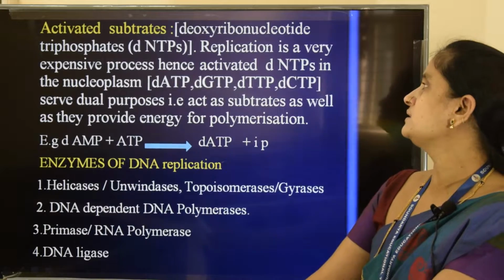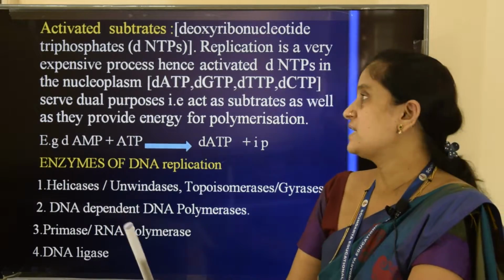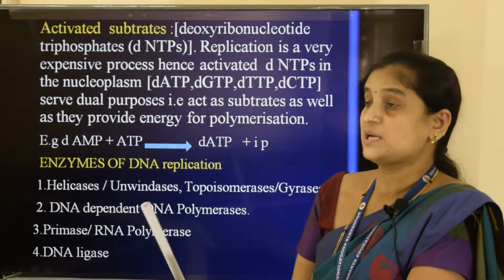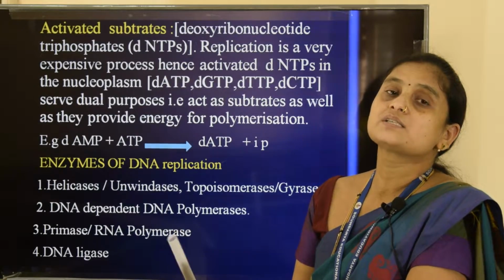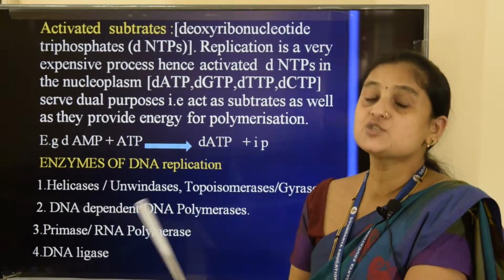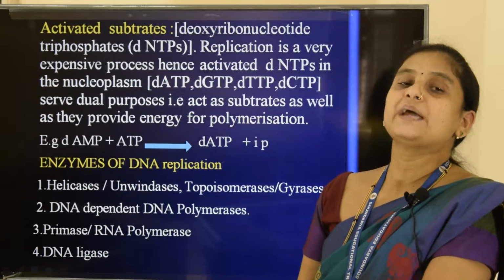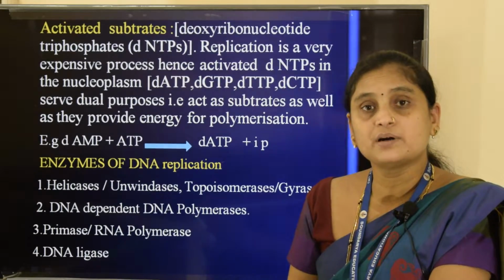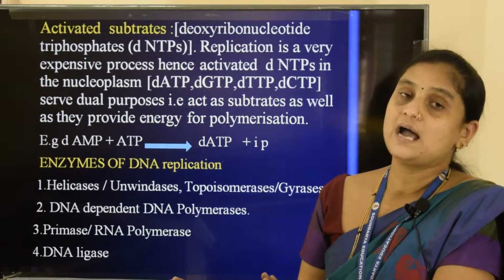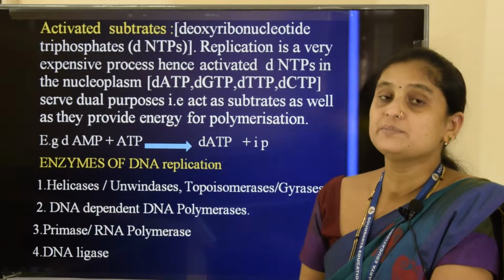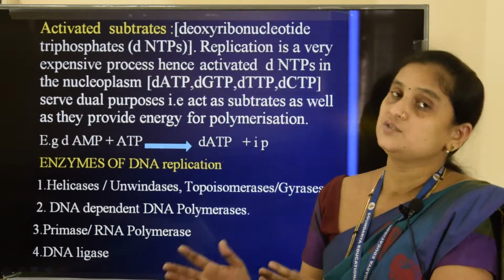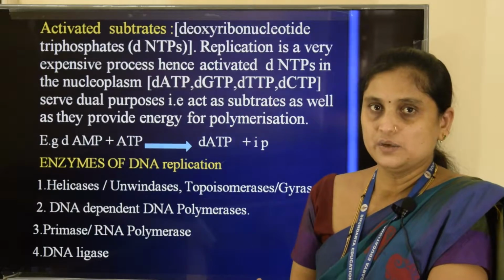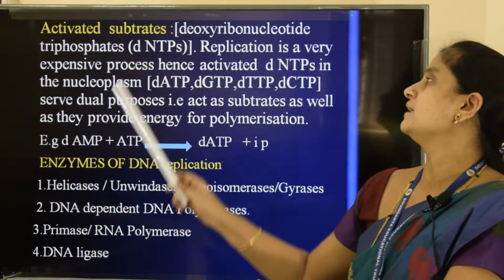Now another important requirement for DNA replication is activated substrates. So what are these activated substrates? Substrates are nothing but deoxyribonucleotide triphosphates. As we all know, DNA is made up of 2 polynucleotide strands, and DNA replication is nothing but DNA polymerization. As it is the formation of a polymer of deoxyribonucleotides, the deoxyribonucleotides serve here as the monomers, and they themselves are the substrate.